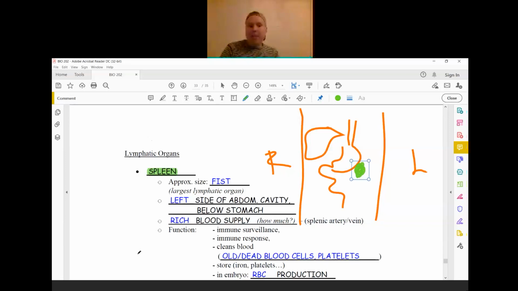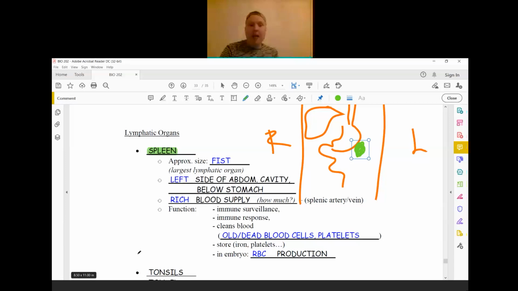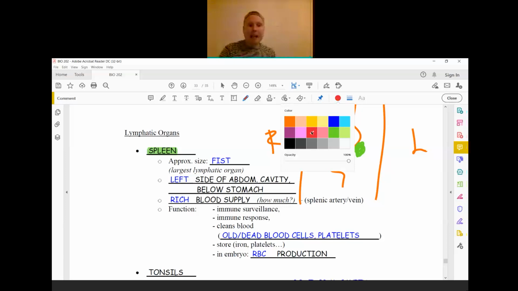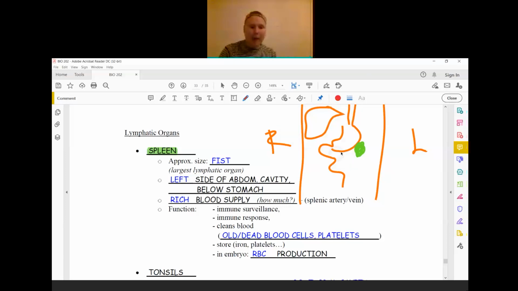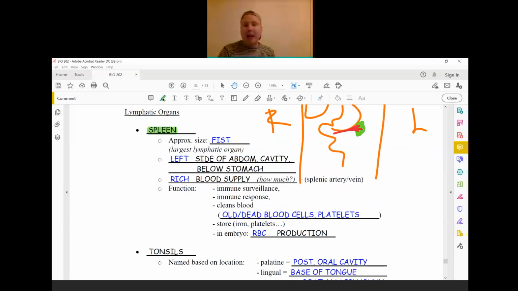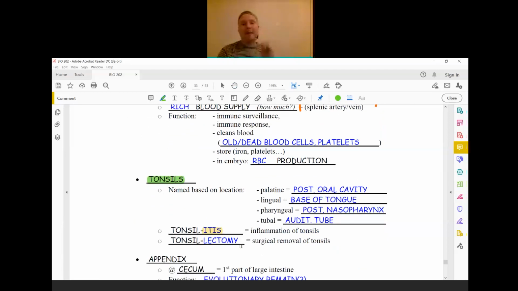The function of the spleen is that it filters the blood and removes any old or dead blood cells and platelets, and in the embryo, that's where the red blood cells are being made. And what you noticed if you studied those diagrams of the blood vessels is that we had a splenic artery and splenic vein. So it's a rich blood supply to the spleen. The next lymphatic organ that I want to talk about is the tonsils. So we have many tonsils depending on the side where we see them.